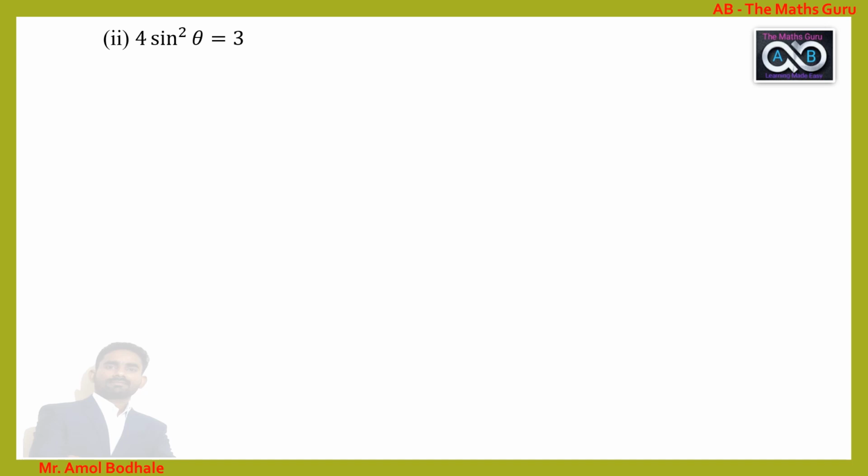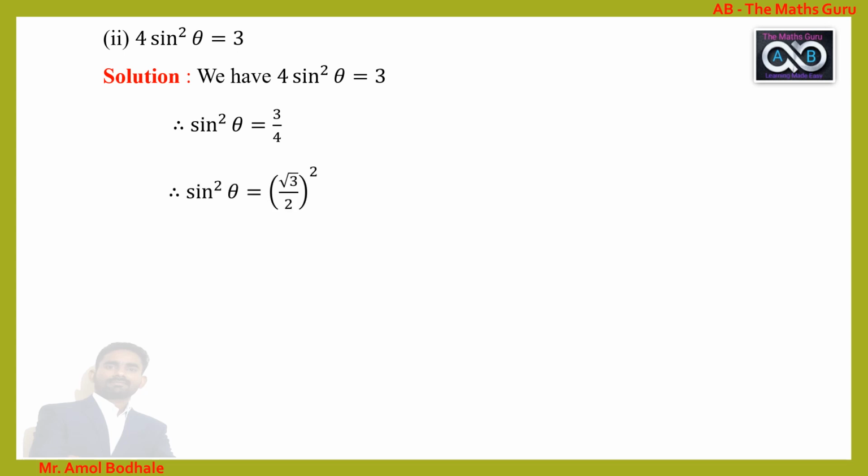Let's see the next example. 4 sin square theta equal to 3. So we have given 4 sin square theta equal to 3. If we divide by 4 on both sides, we will get sin square theta equal to 3 by 4. So we can write this 3 by 4 as a square of root 3 by 2. So therefore 3 by 4 can be written as (root 3 by 2) bracket square. For which angle is sine root 3 by 2? We know that sine of pi by 3 is root 3 by 2, and this (sine of pi by 3) bracket square can be written as sine square of pi by 3. So therefore sin square theta equal to sin square pi by 3.